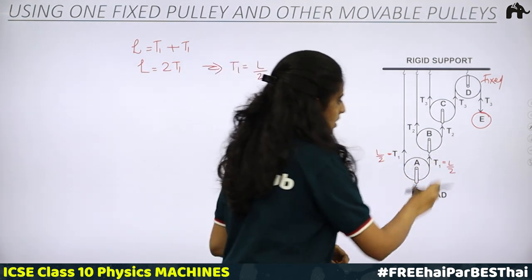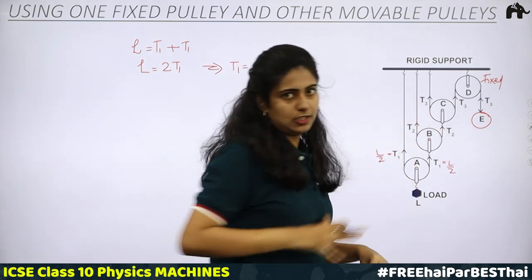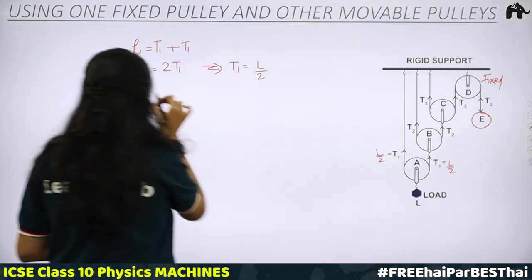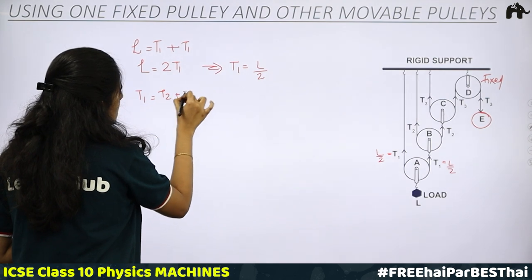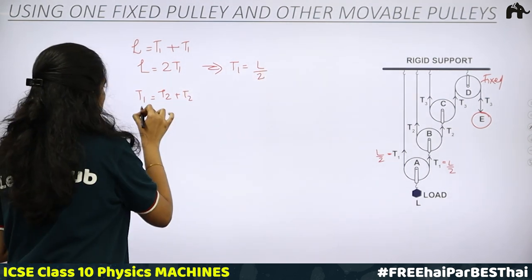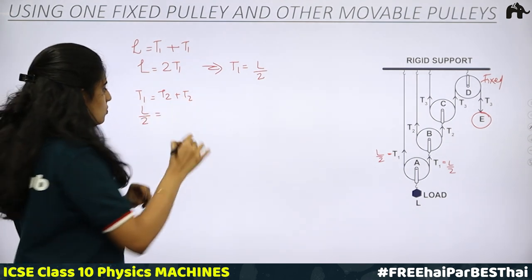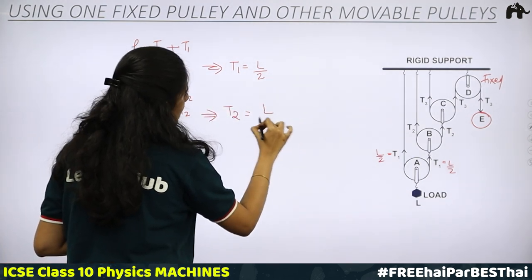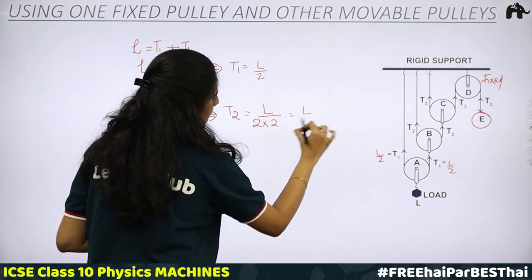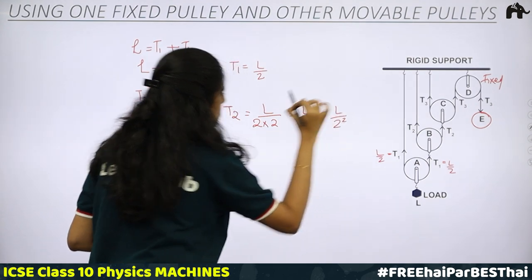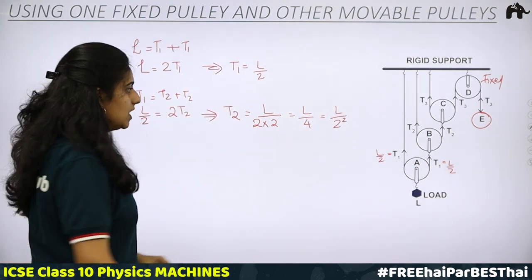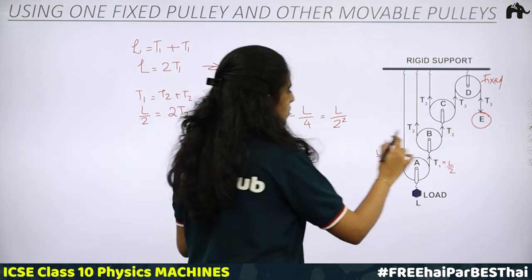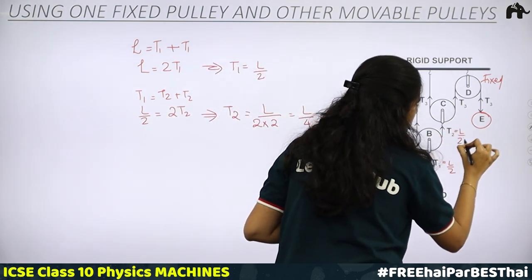Now, this tension created will be the load for the next pulley. This will be acting as load for the next pulley. Here we have T1. T1 can be written as T2 plus T2. What is T1? T1 is L divided by 2. L divided by 2 is T2 plus T2, which is 2T2. From this, we can write T2 is equal to L divided by 2 into 2, that is L divided by 4 or L divided by 2 square. Load divided by 2 square, which means the effort that is to be applied is reducing. Here it reduced to half. Again it reduced to half. Now we got T2 is equal to L divided by 2 square.